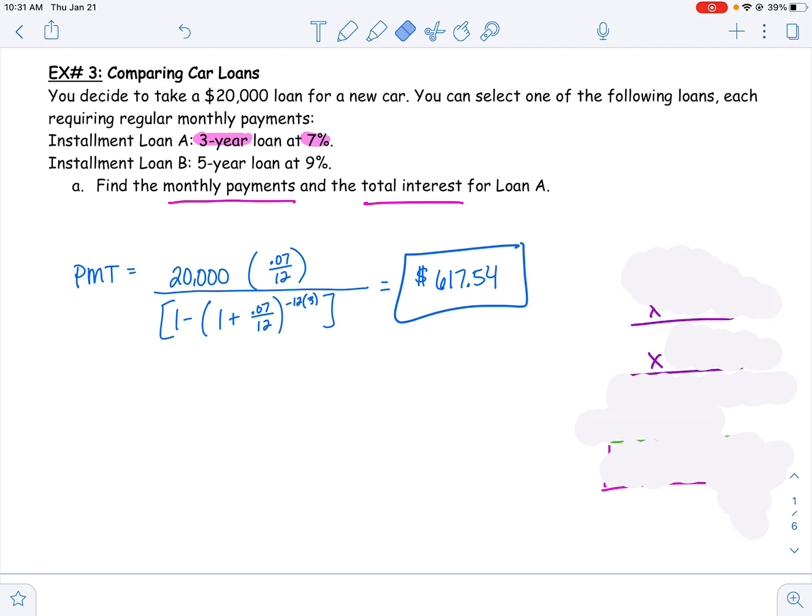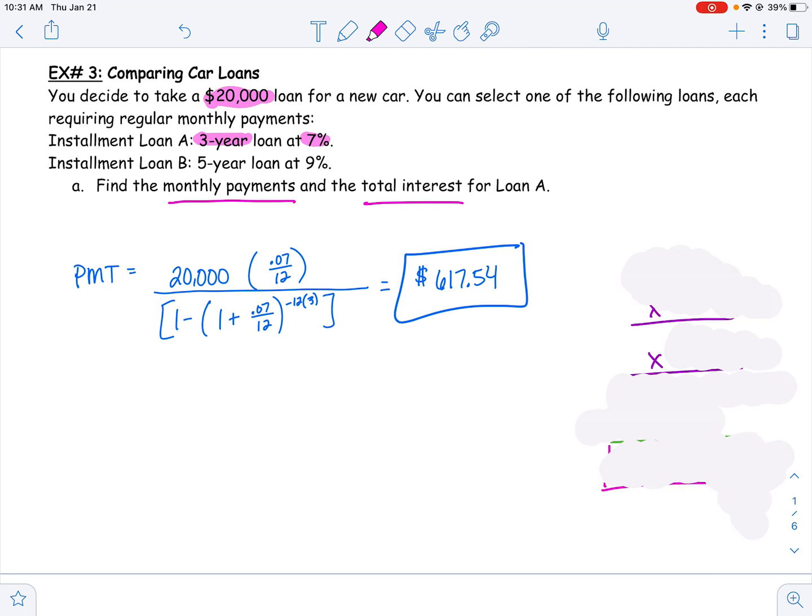So that's our monthly payment every month for the next 3 years if I choose loan A. Now, the second part of the question asks us for the total interest that we end up paying. After those 3 years are done, how much did we pay for the car and how much did we actually pay in interest? Well, we know the car is $20,000, right?